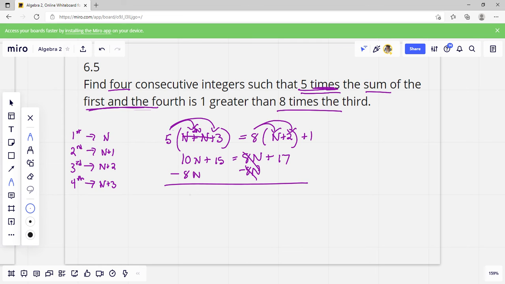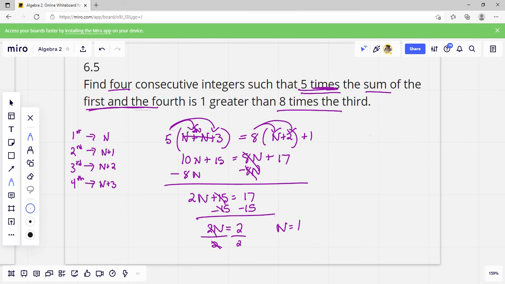And I'm going to get 2n plus 15 equals 17. Now I have to do minus 15, and you get 2n equals 2. Divide by 2. N equals 1.